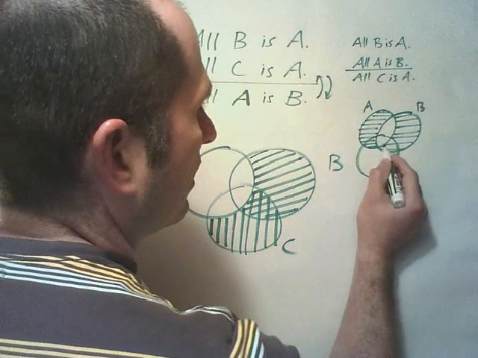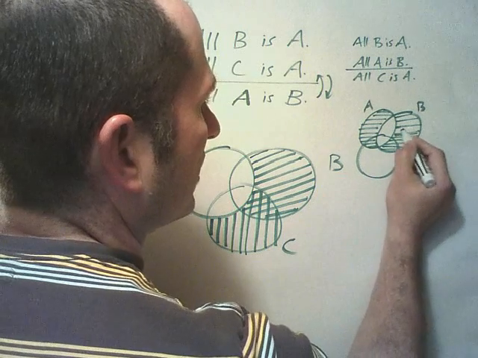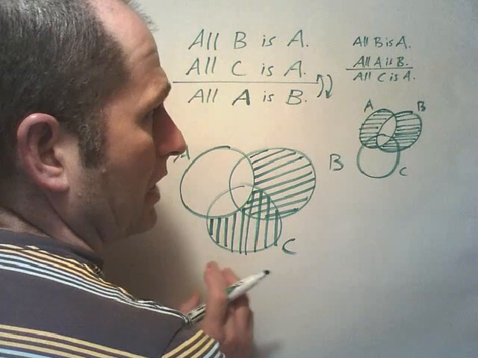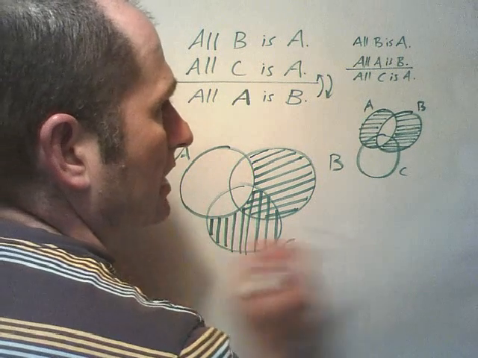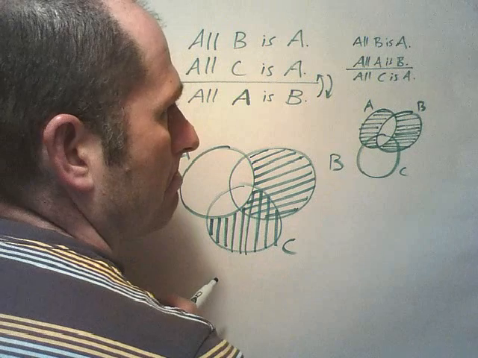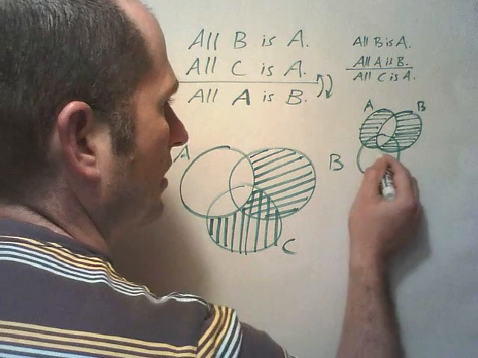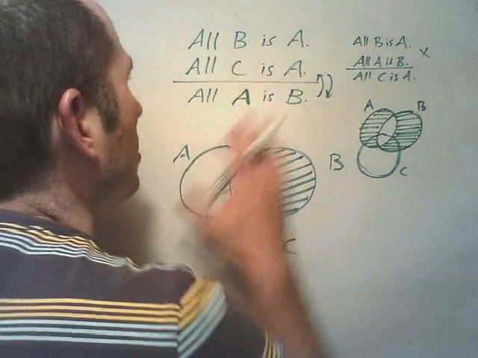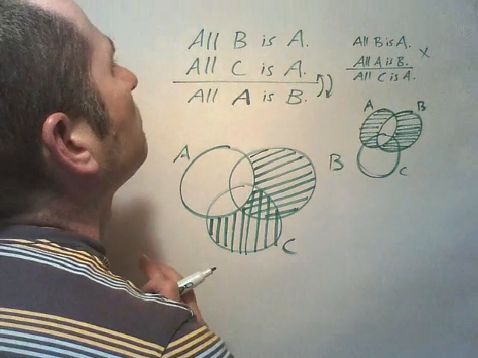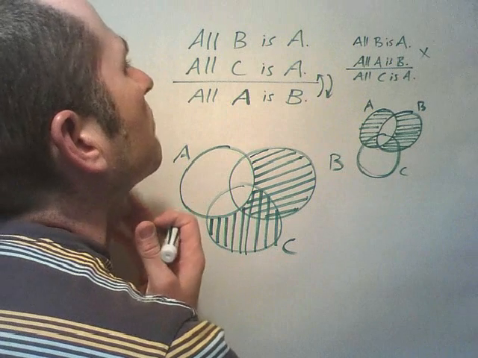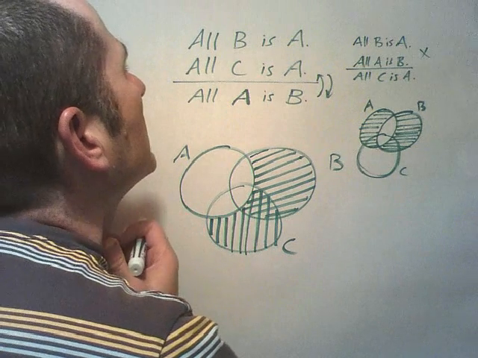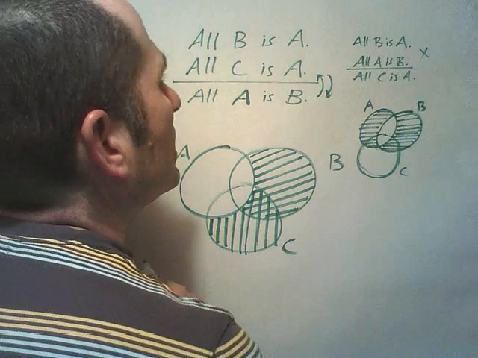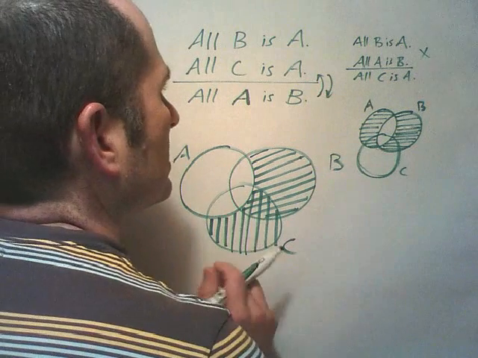All right. Now, having said that, is everything that is left of the C circle, okay, is everything inside the A? No. Look at all this. So this is not valid either. All right. So we seem to have a pattern here. We have two universals, three universals, and neither of these is valid.